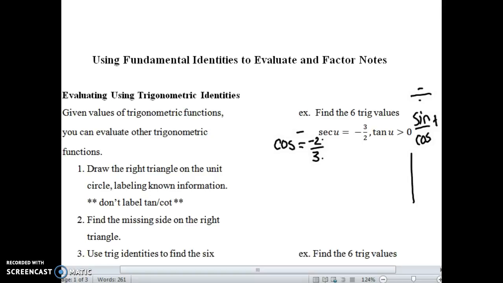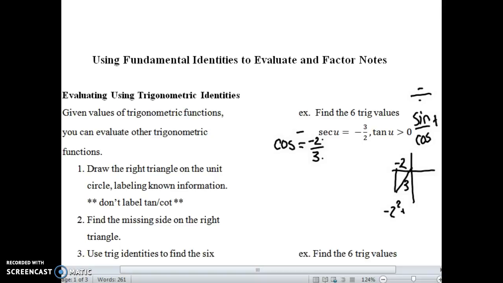That location is going to be in the lower left quadrant, which is the 3rd quadrant, because here the cosine is negative and the sine is negative. So this side is negative 2, this side is 3. I have labeled the sides on my triangle. Now I'm going to find the missing side.